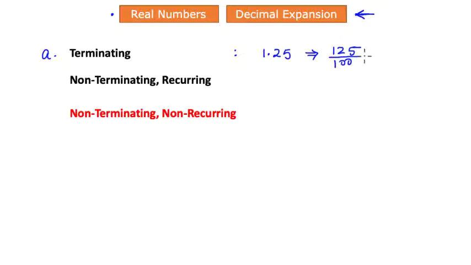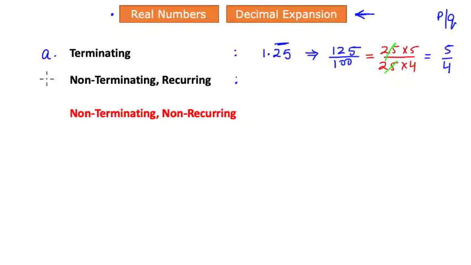And further, if you would like to convert this number into its lowest form, you could say that 125 can be written as 25 times 5 and 100 can be written as 25 times 4. Now you simply get rid of 25 and the number you obtain finally is 5 over 4, which is the form of p over q, and hence it is classified as a rational number, right? So this is an example of a terminating decimal number, when you see a finite number of decimal digits in any decimal number.